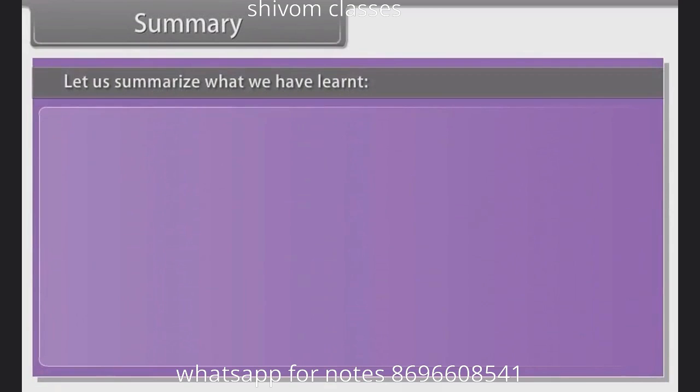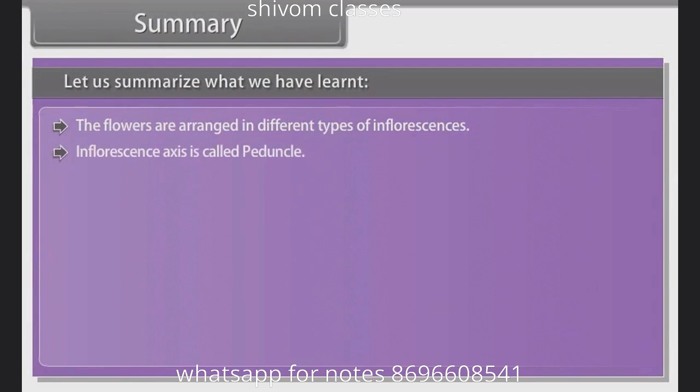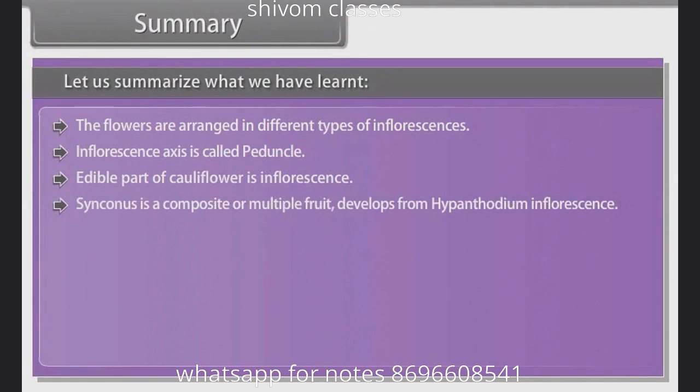Summary. Let us summarize what we have learned. The flowers are arranged in different types of inflorescences. Inflorescence axis is called peduncle. Edible part of cauliflower is inflorescence. Syconus is a composite or multiple fruit that develops from hypanthodium inflorescence.